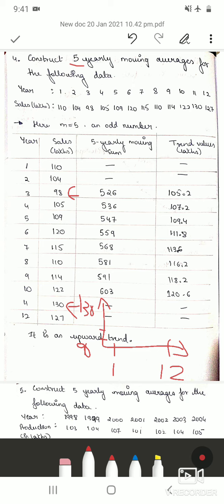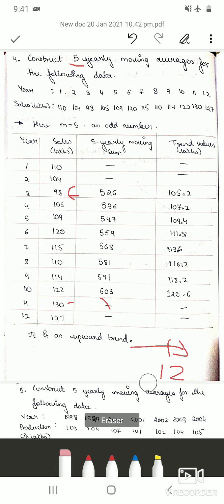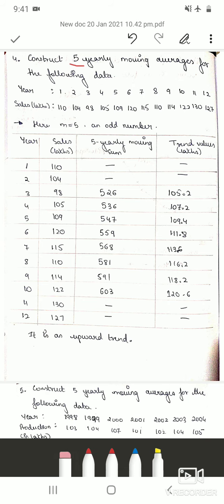So it will be 90 plus 10, that is 100, 110, 120, 130, or you can take the difference of 5, that is 90, 95, 100, 105. Anything that is convenient you can take. For the year 1, the sales is 110. Suppose we are taking 90, 100, 110. Plot it over here. Similarly for all the years, plot the original values as well as the trend values.